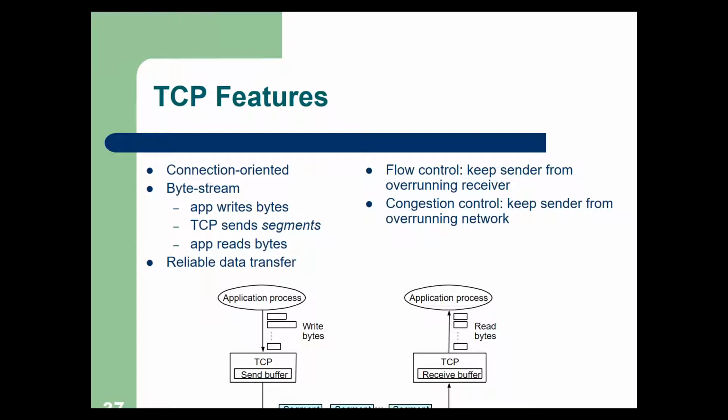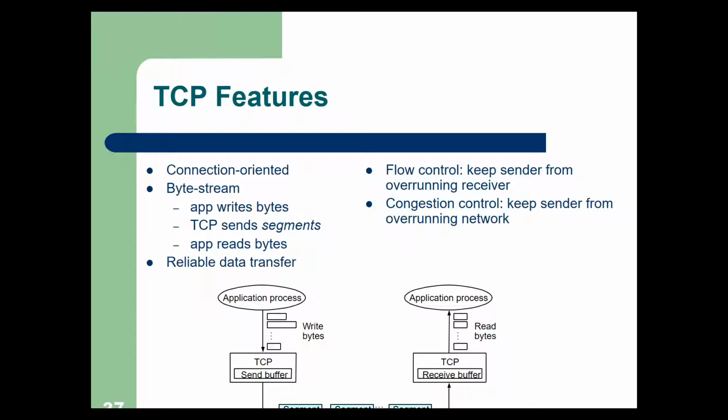Certain features I've already covered, as mentioned here: it is connection oriented, and it receives byte streams from the upper layer. From the sender's perspective, it receives the byte stream, and from the receiver's perspective, it delivers the byte stream to the application process. We have reliable data transfer due to the three-way handshake, and flow control, which keeps the sender from overrunning the receiver. This flow control works due to the window size.